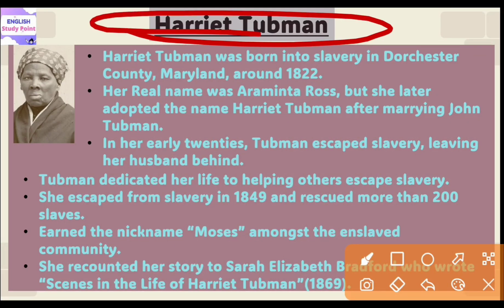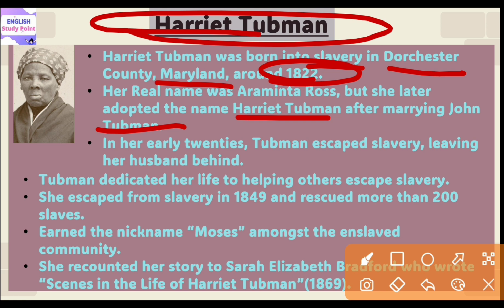Next, I am talking about Harriet Tubman. She was born into slavery in a place called Dorchester, which is situated in Maryland, around 1822. Her real name was Araminta Ross, but she later adopted the name Harriet Tubman after marrying John Tubman. In her early 20s, Tubman escaped slavery, leaving her husband behind. With the help of the Underground Railroad, a network of abolitionists and safe houses, she made her way to Philadelphia, in Pennsylvania, where she gained her freedom.